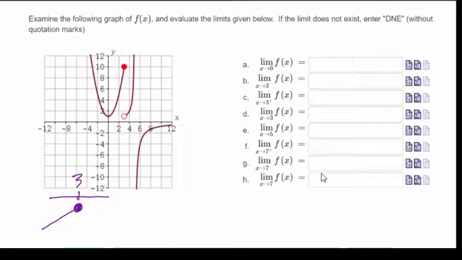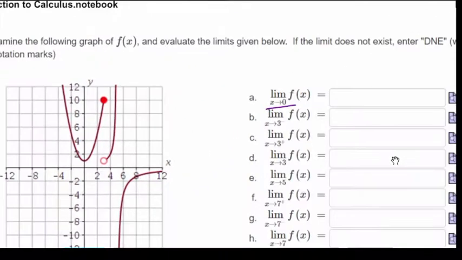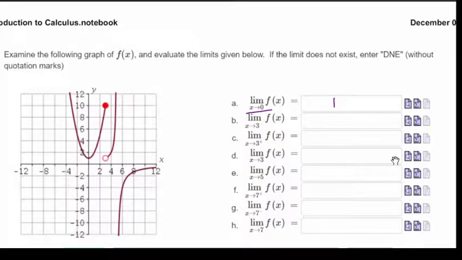So let's take a look at our piecewise function here, and let's find our limits. Examine the following graph of f of x and evaluate the limits given below. If the limit does not exist, enter DNE without quotation marks, but we're just writing anyway, so we don't need to worry about quotation marks. All right, let's take a look. First of all, we are approaching 0. So let's approach 0 from the left. So x equals 0 from the left, and from the right. Looks pretty continuous to me. I don't see any gaps or anything, and it's just going to be that value there at y equals 1. So as x approaches 0, y is going to be equal to 1.